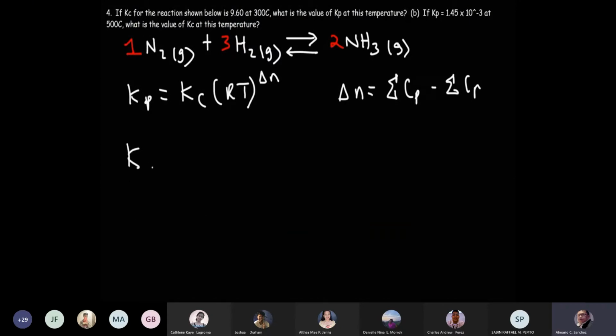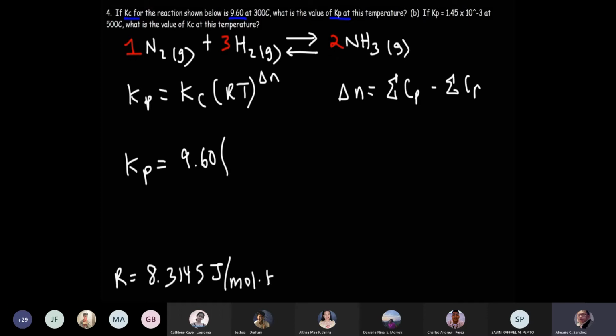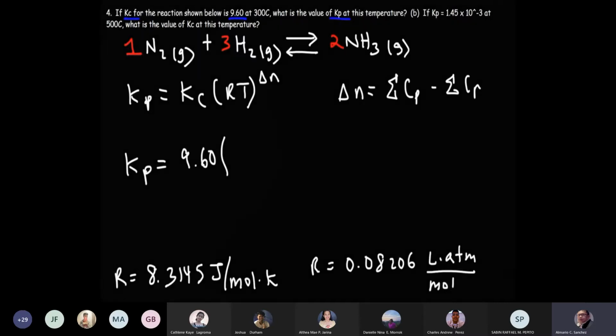So now, in part A, we're given Kc, and we want to find the value of Kp. So Kp is going to equal Kc, which is 9.60, times R. Now there's two R values. There's the R value that is associated with energy, 8.3145, the units of which are joules per mole per Kelvin. And then there's this R value, 0.08206, liters times atm divided by moles times Kelvin.